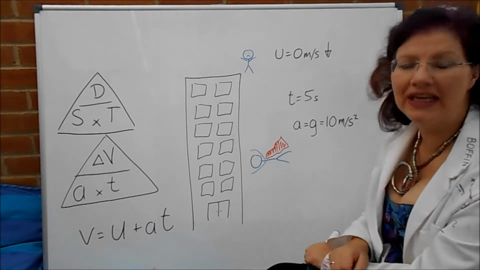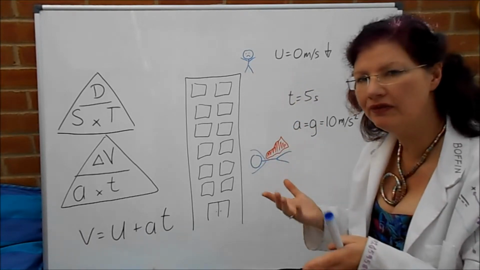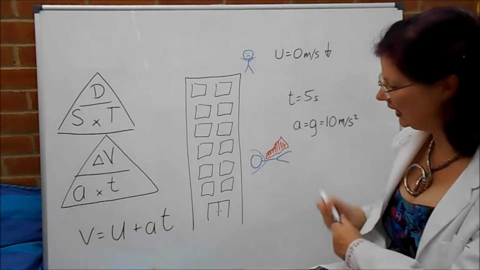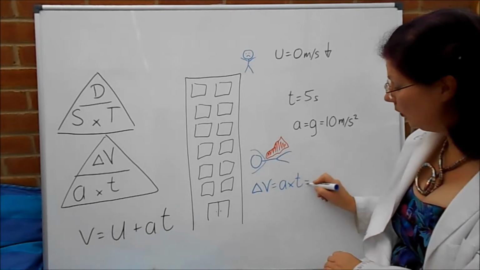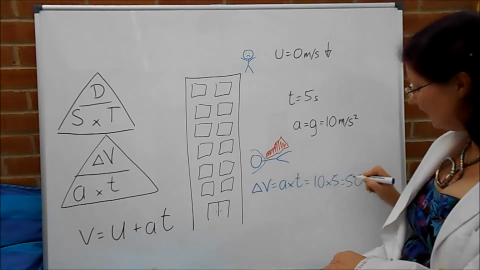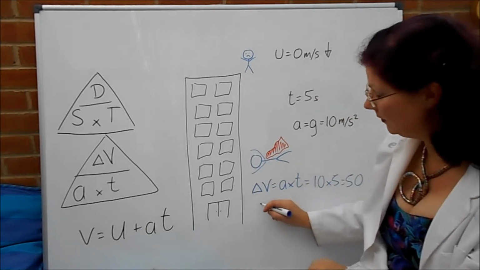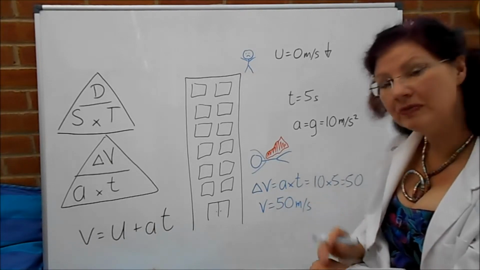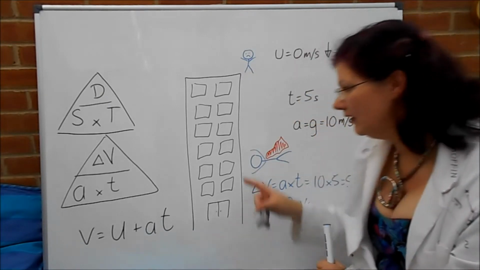Okay, delta V is the change in velocity. Now, we know the initial velocity, so if we know the change, we can work out the final one, and it's pretty easy, really. Change in velocity is A times T. Okay, so delta V equals A times T, which in our case is 10 times 5, which is 50. Your change in velocity is 50. And since your initial velocity was 0, it means your final velocity, therefore, must be 50 metres per second. Okay, it's pretty easy, isn't it, there? Now, that's with the triangle.